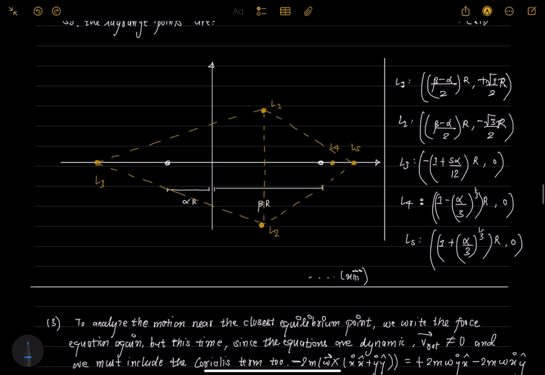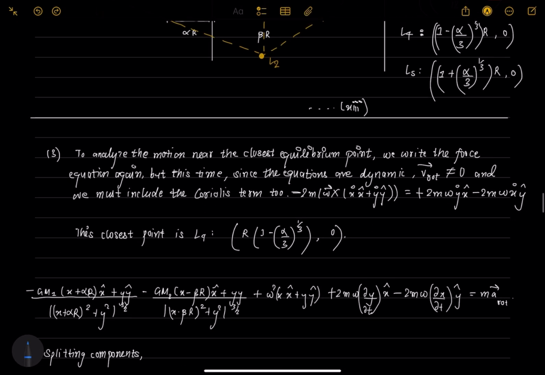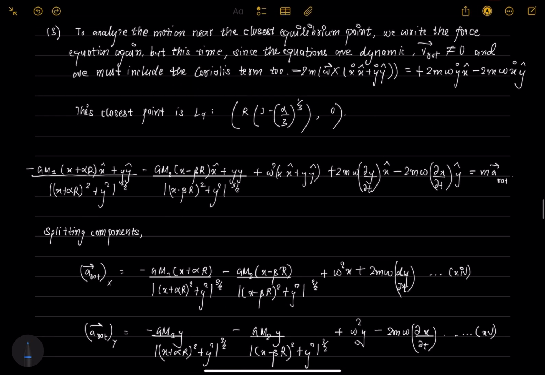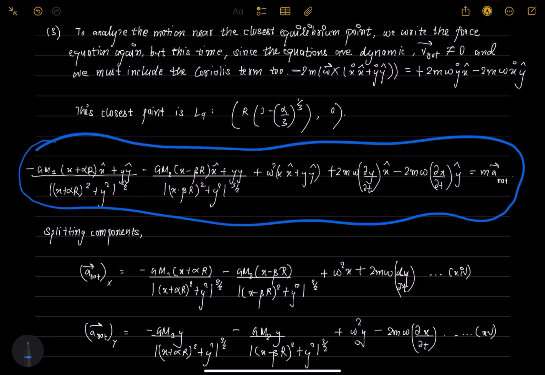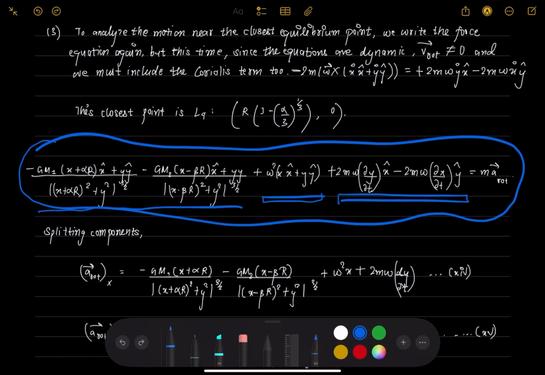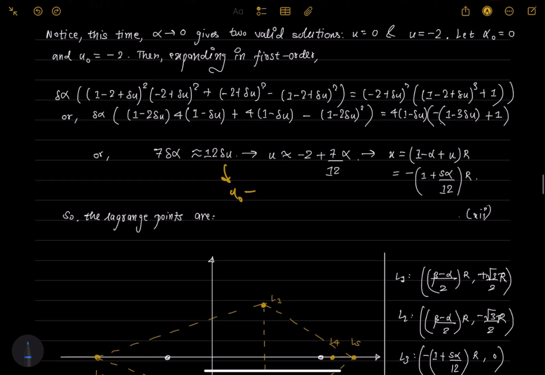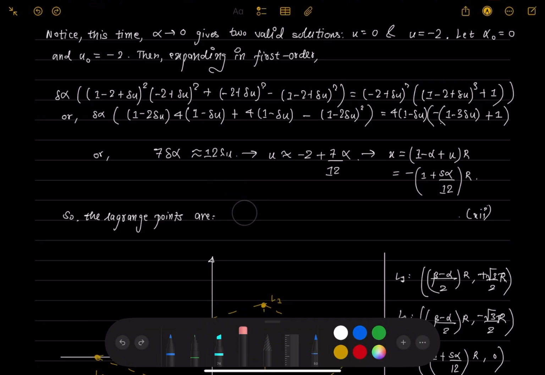And L4 is where we're going to expand the Newton's laws, such that we obtain the dynamic equations. So for that, we first write the Newton's law in its full form in the rotating reference frame. You'll notice that I've included the gravitational accelerations, I've included the centrifugal acceleration, and the Coriolis terms as well, right? So everything's been included in this particular form. We separate the components first of all, right? We separate the components, and we're going to have to expand the force equation near the equilibrium points.